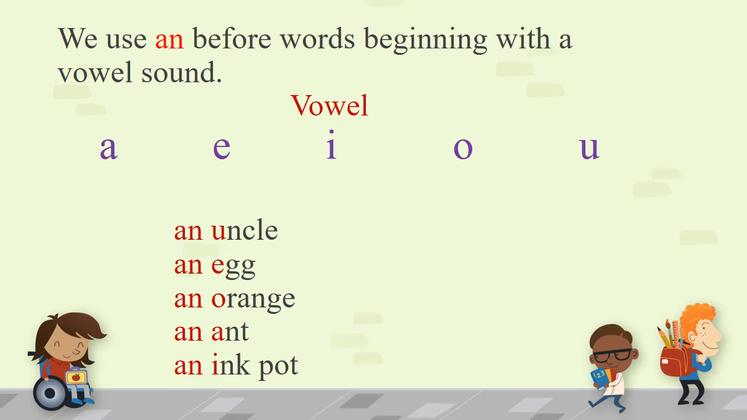We use an before words beginning with a vowel sound. Now children, you all know what are vowels. In your English alphabet, the letters A, E, I, O, U are vowels. So we use an with the words beginning with a vowel sound. An uncle, an egg, an orange, an ant, an ink pot.